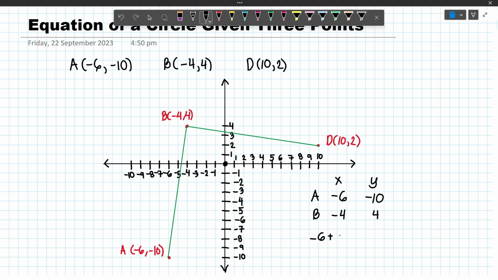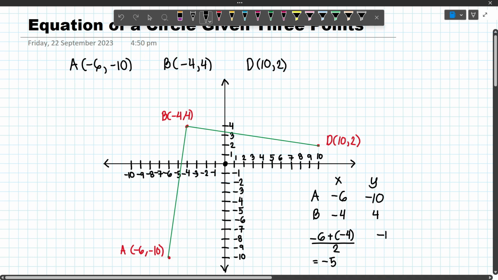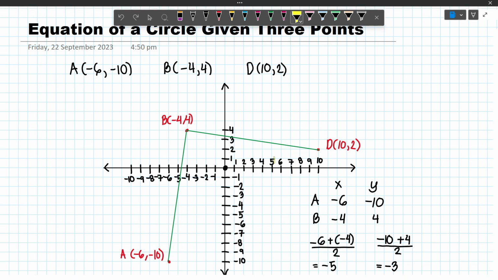-6 plus -4 divided by 2 is -5. And for your y values, -10 plus 4 divided by 2 gives us -3. So our coordinates will be -5, -3. Again, the coordinates of our midpoint for A and B would be at -5, -3. So let's plot that point. -5 and -3 would be right here.